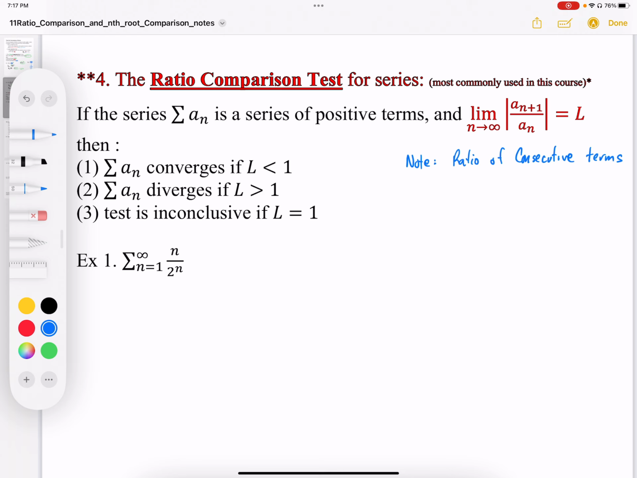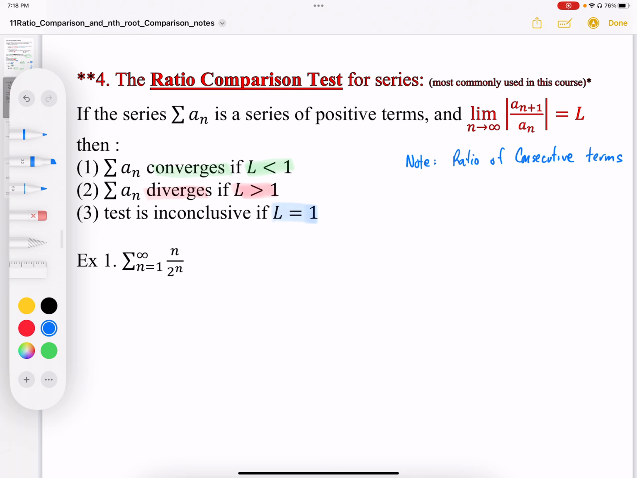Our conclusion then is going to be, once we take a limit, if the limit is less than 1, just like the nth root test, it converges. Okay, so that is a good series. If the limit is bigger than 1, it diverges. Okay, we don't want the limits to be bigger than 1, just like the last one, and our test is inconclusive if the limit is equal to 1. Okay, so let's take a look at how this is going to work.